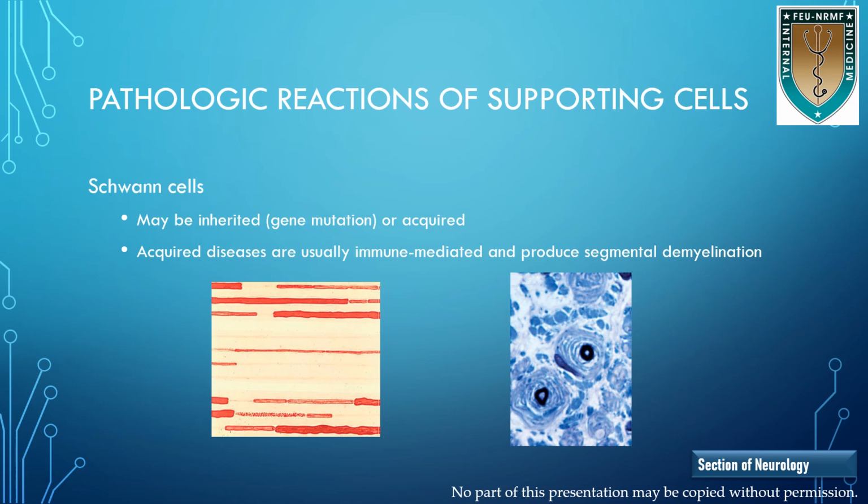Now we go to the Schwann cells. The Schwann cells may be affected by inherited as well as acquired diseases. If it is inherited, it is caused by a gene mutation such as in Charcot-Marie-Tooth polyneuropathy. If it is acquired, it is usually immune-mediated and produces segmental demyelination such as seen here in a teased fiber specimen of the sural nerve. So here you will see areas of demyelination in a segmental fashion. So you have intervening areas of myelinated fibers.